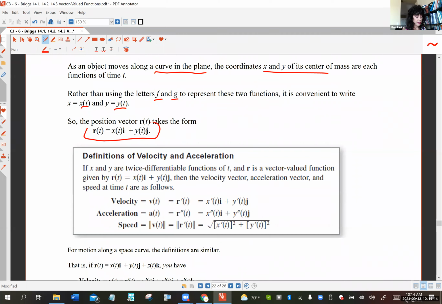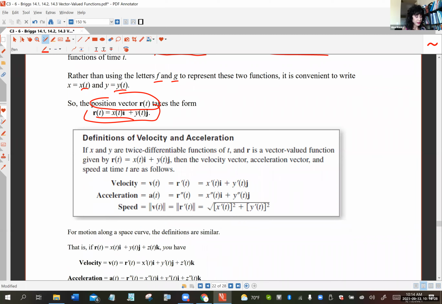So the vector valued function, which we can also refer to as a position vector if we're using it to model motion, will be x of t i, y of t j. So this is your position function. Say some bug or fly is flying around or whatever. What's the velocity, acceleration, and speed? So let's do the definitions.